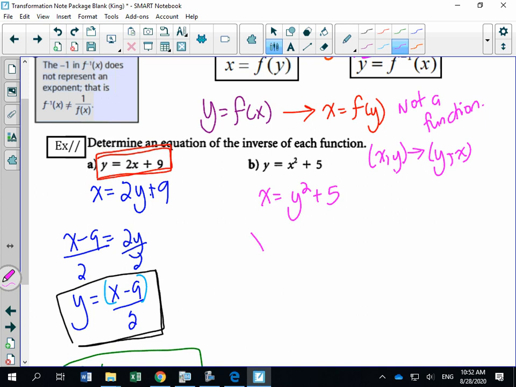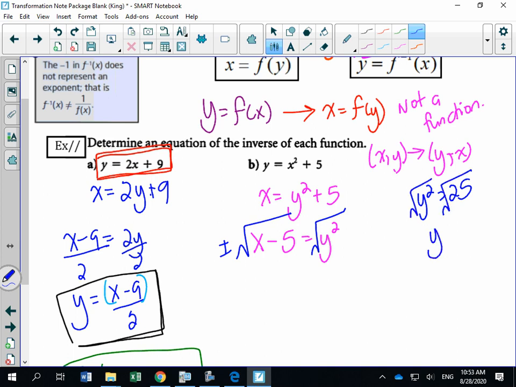We solve for y. x minus 5 is equal to y squared. In order to get rid of a square, you square root. Now, when you square root both sides, this, remember, is going to be plus or minus. So just to show you over here, let's say I had y squared is equal to 25, and I said, well, what's y equal to? If you square root this and you square root this, y is equal to plus or minus 5, right? So remember that when you square root both sides of an equal sign, you have to take the positive and negative case.